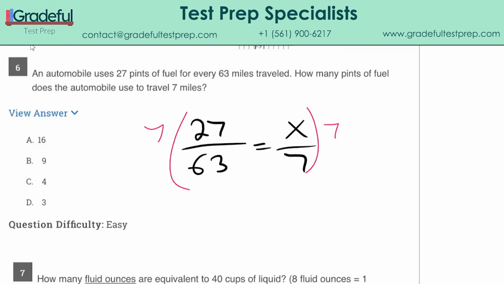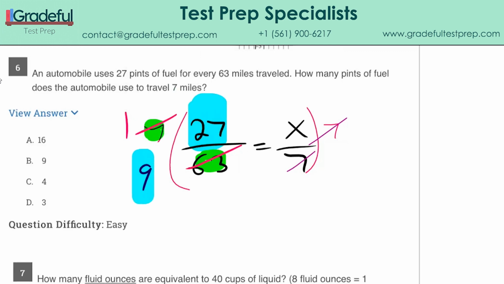But for me personally, I like the idea of multiplying by 7 here, so that right here we can simplify 7 on the top and 63 on the bottom. 63 divided by 7 is 9, and that becomes a 1. And now we can simplify the 27 and the 9 all together.